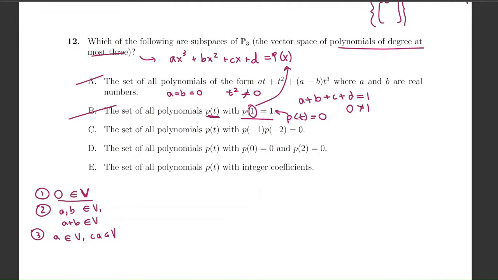Okay, in part C, we have the set of all polynomials with p(-1) times p(-2) equals 0. Looking at this part, what is our constraint? Our constraint is that when we have p(-1), we plug in negative 1 for x. So that gives us negative a plus b minus c plus d equals 0. Or we could have p(-2) equaling 0. And so plug it, sorry.